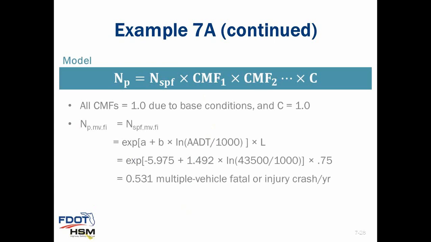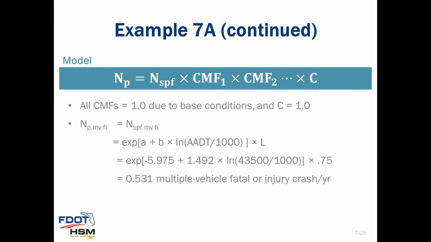The predictive model form is repeated at the top of this slide. We saw it first back in slide number 9. For this example, all CMF values are equal to 1 because the corresponding geometric variables are at their base condition value. The calibration factor is also 1. So mathematically, the estimate from the predictive model is effectively equal to that from the SPF.